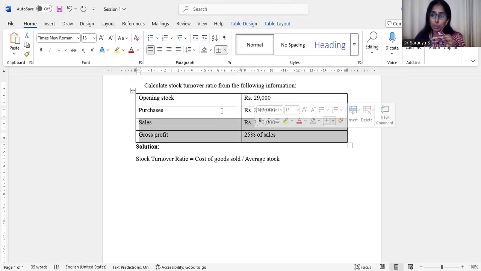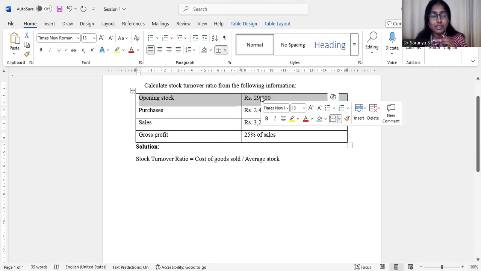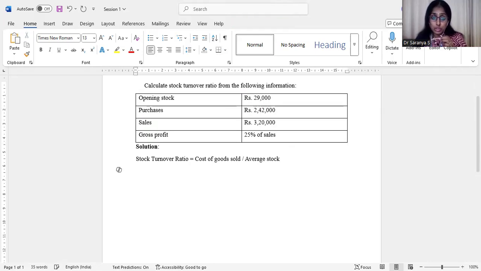Now, coming to the denominator, average stock. Average stock is opening stock plus closing stock divided by 2. Opening stock is given as 29,000, but closing stock is not given. So how do we find the average stock? In order to find the closing stock, which is not given in the question, we will prepare the trading account.